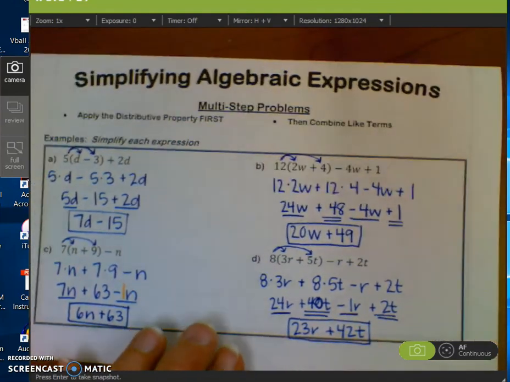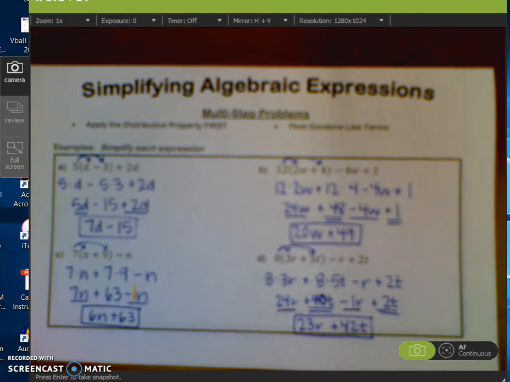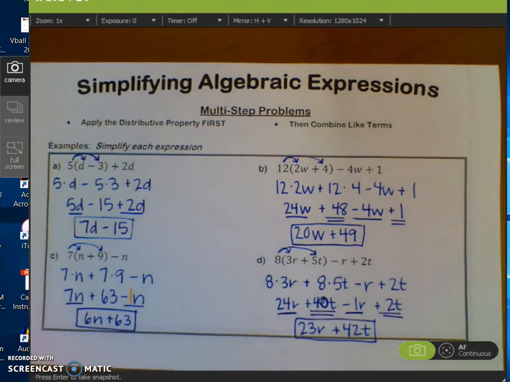So if you did that one and you got it correct, well done. If you didn't get that answer correct when you tried it on your own, make sure that you fix it right now.